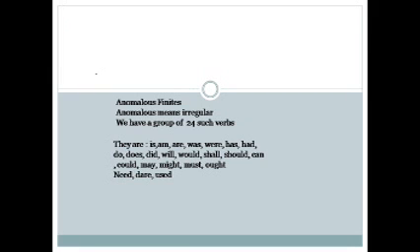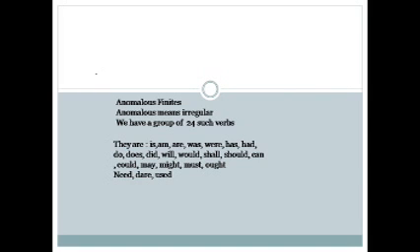The most obvious difference between anomalous finites and other finites is that they can be used with the construction of n't, that is the negative form, which is the short form of not. It isn't true. It is not true. We aren't going anywhere. We are not going anywhere, etc.